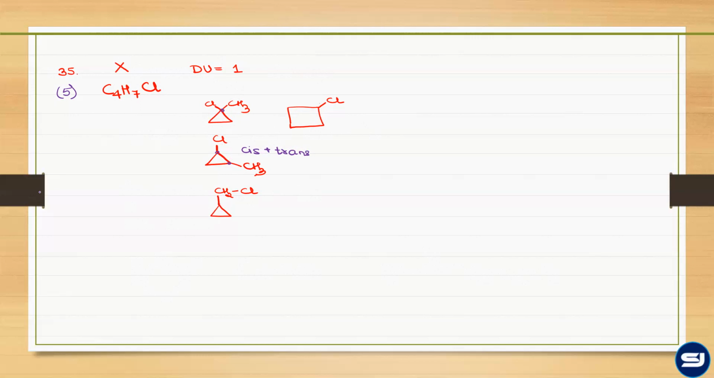This is how you have to find the isomers. First structural, then geometrical, and then fine. Understood this? Yes, sir.